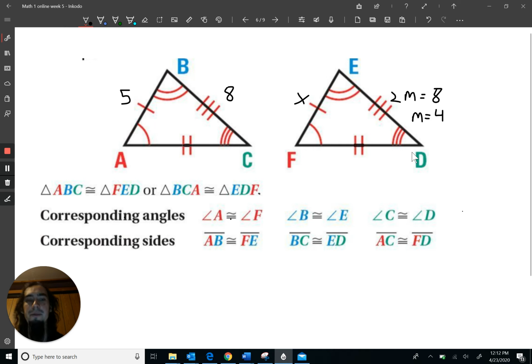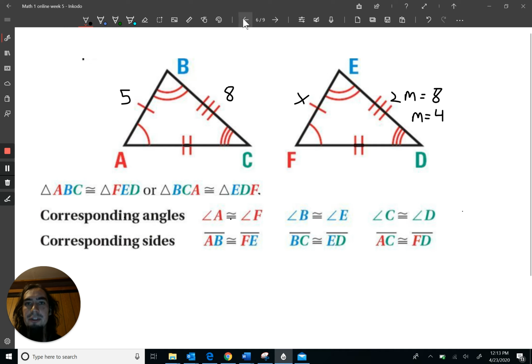And I'll skip the algebra because I feel like you guys should be pretty solid on the algebra. We'll focus on the geometry for today. Good. So that's that. And you can do the same thing with the angles. If you have questions, let me know. Comments on Remind, Google Classroom, anything, let me know. All right, let's move to the next thing.